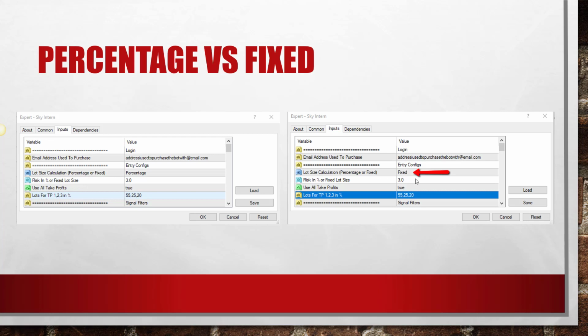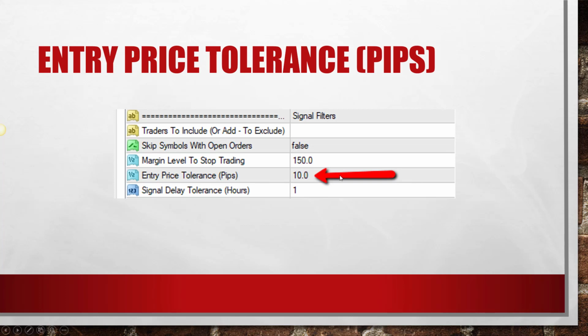So now to end this and to answer the question, I hope that it answered the question of why Sky Intern doesn't take all the market execution trades, and the second question being how can I catch all of them if not more of them. And that is simply by changing the entry pips tolerance, and just again make sure, please, this is absolutely your responsibility. However, we wish that you trade responsibly so that you don't lose your account, especially if it's a live one.